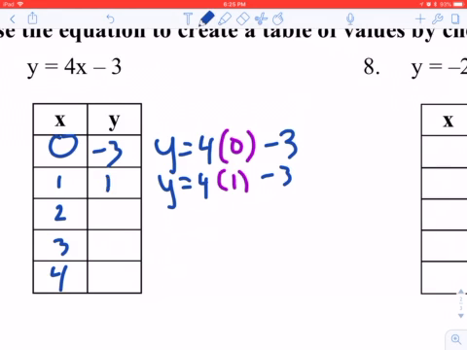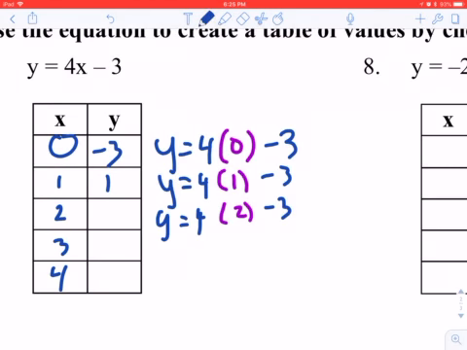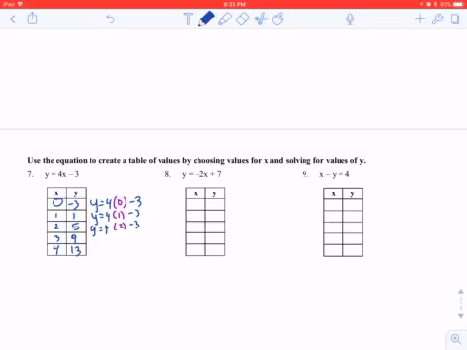So you're starting to see a pattern. Let's do one more. y is equal to 4 times 2 minus 3. 4 times 2 is 8. 8 minus 3 is 5. So you're starting to see that pattern. It goes up by 4. So you can guess this one is going to be 9. And this one is 13. Okay, so you can finish the rest.